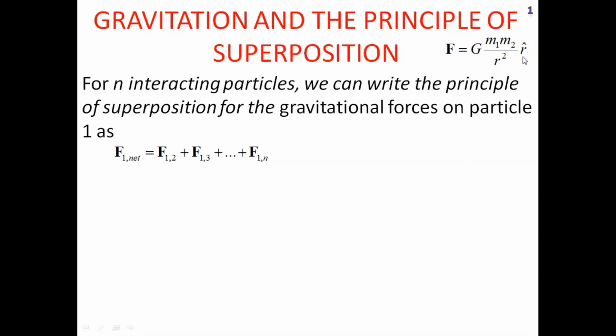Now we are interested in finding the force on particle 1 because of a number of particles. Let us suppose that we have a system of particles, say particle 1, 2, 3, 4 and so on up to n. Then the force on 1 will be the force on 1 because of 2, force on 1 because of 3, up to force on 1 because of the nth particle. So the net force on 1 is the vector sum of the forces because of the rest of the particles.